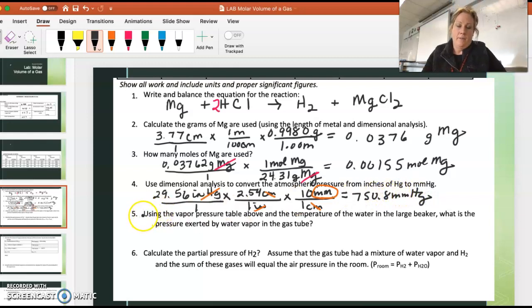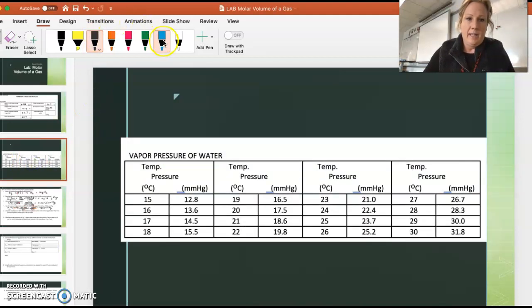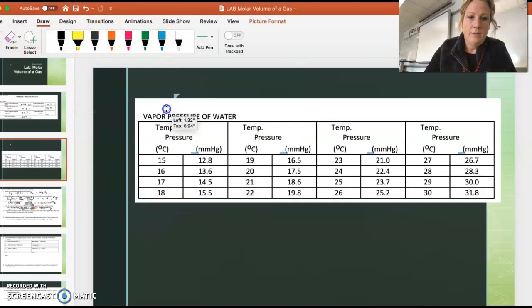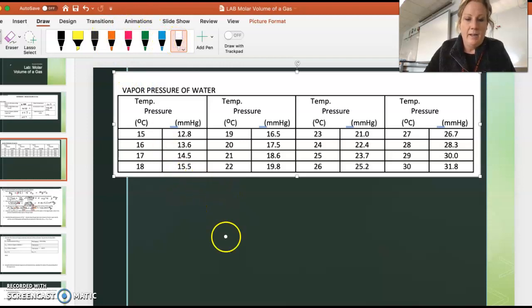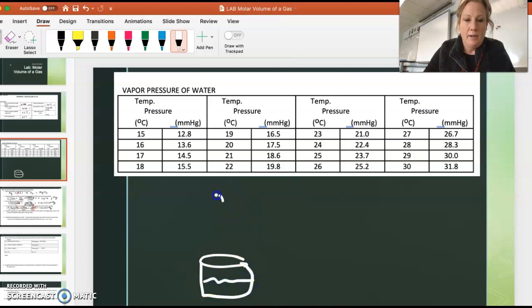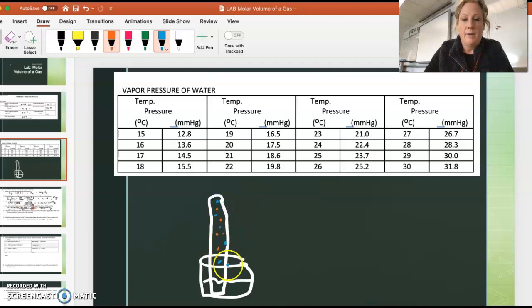Now we're going to look at the vapor pressure table. What we need to realize is that, I'm going to draw you guys a picture. When we were doing that gas collection, we had our beaker with the water and we had our tube in there, right? In that tube, there are hydrogen particles that create their pressure, but there's also water vapor in there, because we had water in the solution; the hydrochloric acid is dissolved in water. So some of the water gas was in there along with the hydrogen.